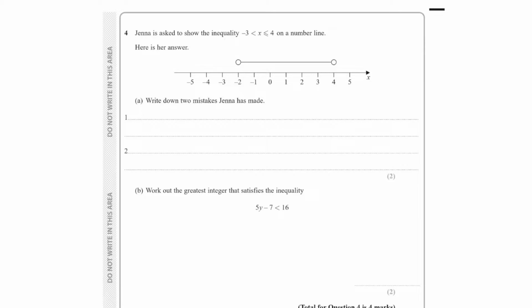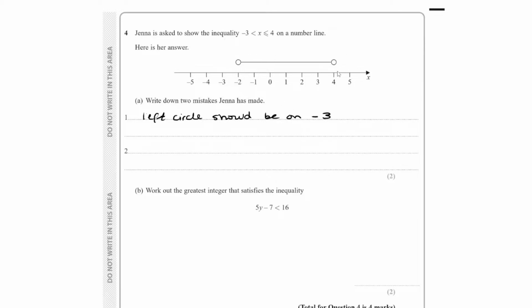Question 4. Jenna is asked to show the inequality -3 is less than x, which is less than or equal to 4 on the number line. Here is her answer. Write down 2 mistakes Jenna has made. So the first one, that I think is the most obvious one, is that it's not on the right number. It should be here, shouldn't it? On -3. So you could say the left circle, just reference which one you're talking about, should be on -3. So that's one side.